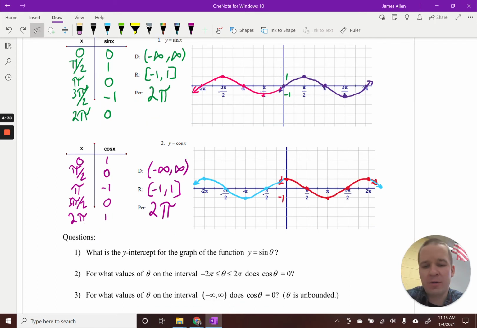So what is the y-intercept for the graph of the function y equals sine of theta, or sine of x, which we did earlier, but we can use this graph. So my y-intercept, where it crosses the y-axis, is at (0, 0) for this one.